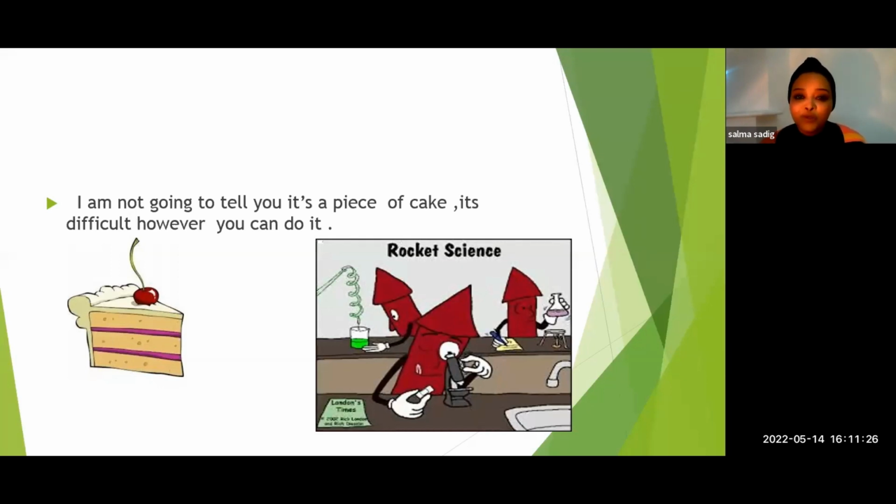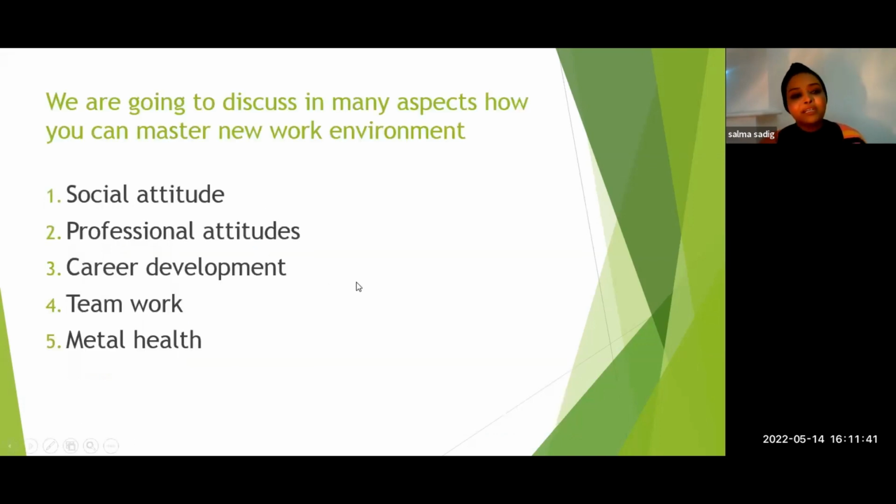I'm here trying to say that you can do it, and it's very simple to be done without stress. Within days you can cope and you can fit in. That's what I'm trying to say, but I will never say that it's a piece of cake. So my lecture today is going to discuss a few aspects, how you can work through mastering a new work environment in 5 basic aspects. I'm starting with the social attitude, and then we will discuss the professional attitude, which we will take the most time on, and then the career development side, and then the teamwork, and last thing is your mental health.